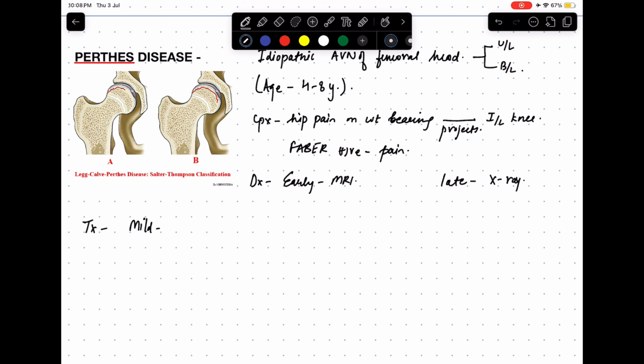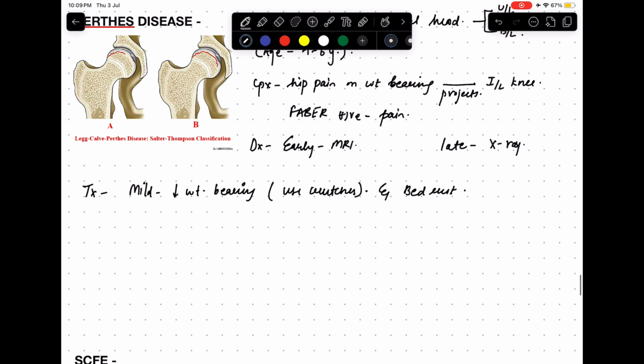Now for the treatment, there should be reduced weight bearing on the affected side, and along with that, bed rest is usually adequate. But if the Perthes disease condition is a bit severe, then surgery is the only option, and femoral osteotomy is what we are doing. And in this stage, we'll have to refer the patient to an orthopedic surgeon. That's it for Perthes disease.